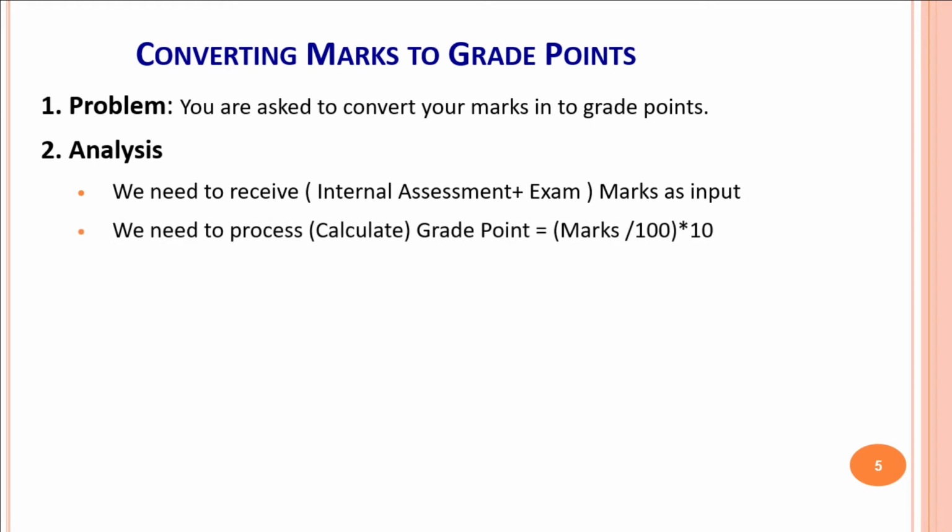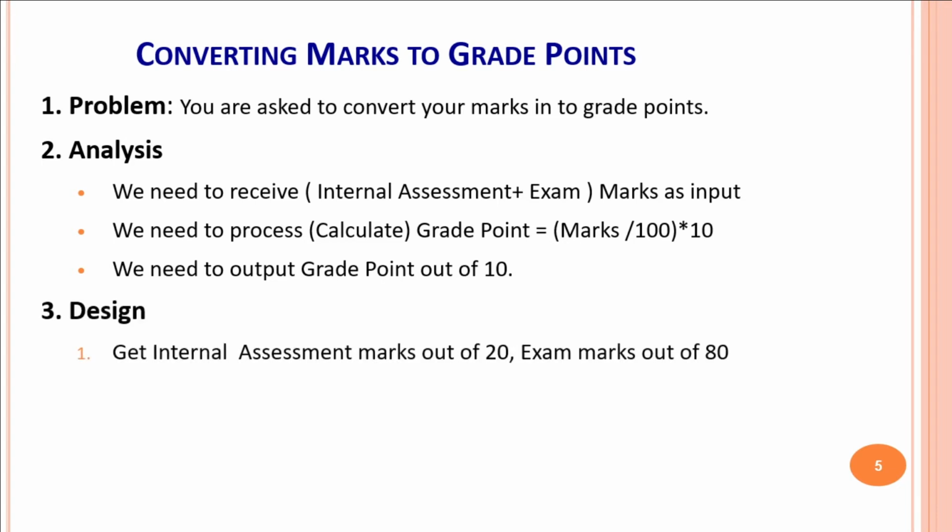We need to process, means we have to calculate the grade point, and the formula we could analyze is the grade point is equal to marks divided by 100 multiplied by 10. So that will be the grade point. And then we have to output the grade point as out of 10. Now this was the analysis part.